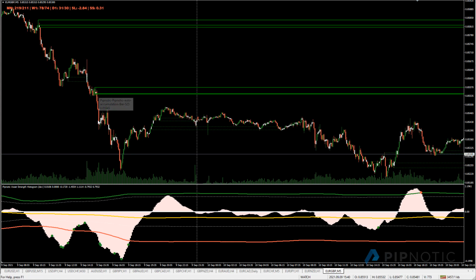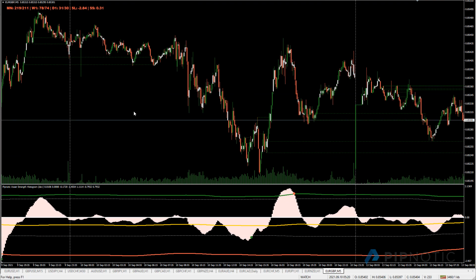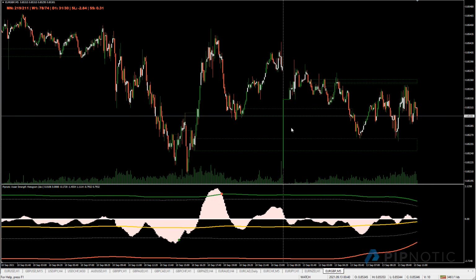Okay. Also, we have departure. We have this form during this very liquid time of the day. This is a heavy hitter. And let's try and find an example of another area that's created during Asia, and see how price reacts to it. Okay, look at this one here.